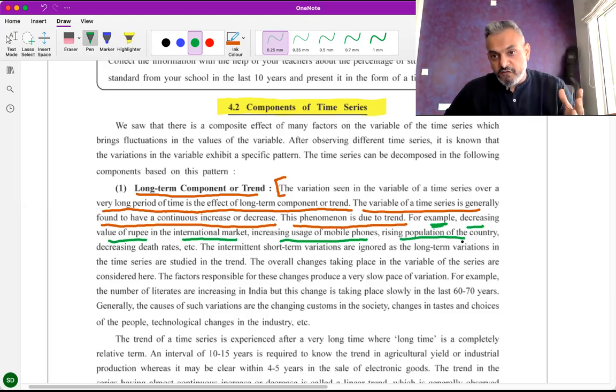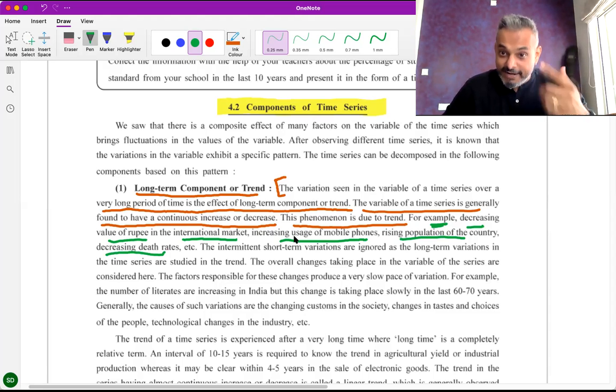It's a big issue with India. It is estimated that by 2050 we will surpass China. Then the decreasing death rate. That is a good sign, because wonderful medical infrastructure is getting developed. Maybe it will become better now.